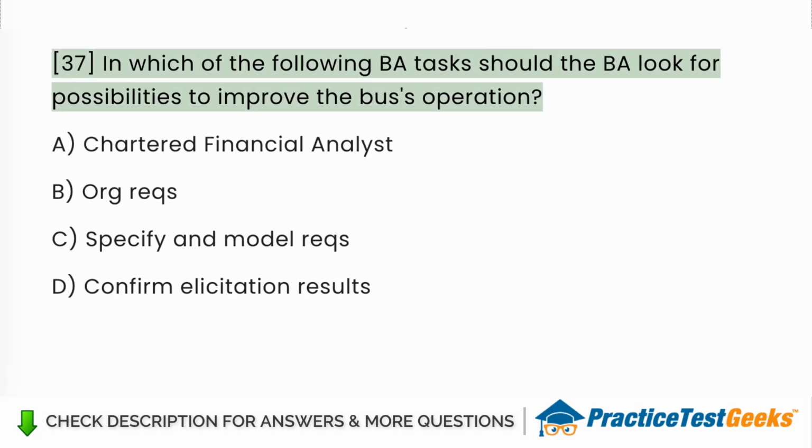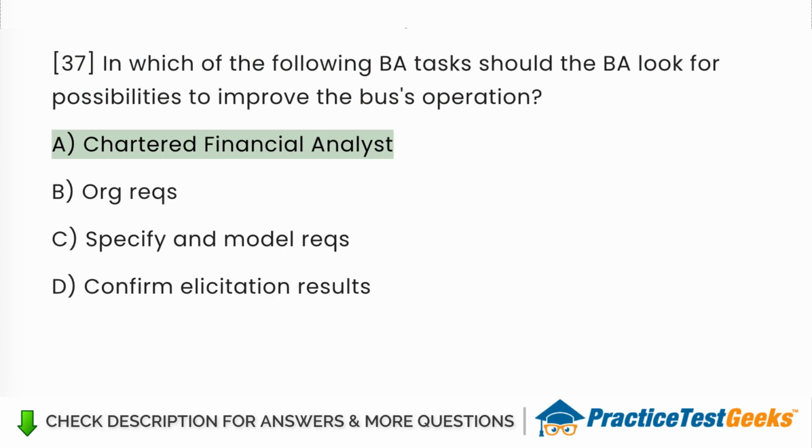In which of the following BA tasks should the BA look for possibilities to improve the business's operation? A. Chartered Financial Analyst. B. Organize requirements. C. Specify and model requirements. D. Confirm elicitation results.